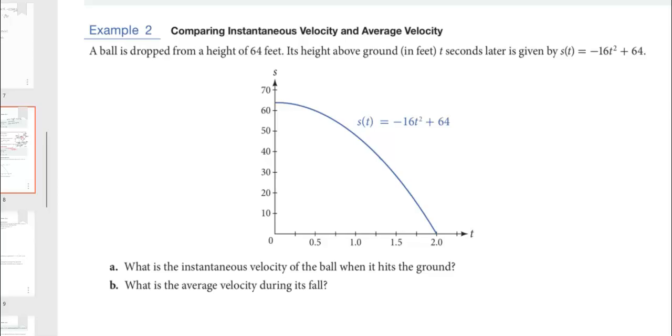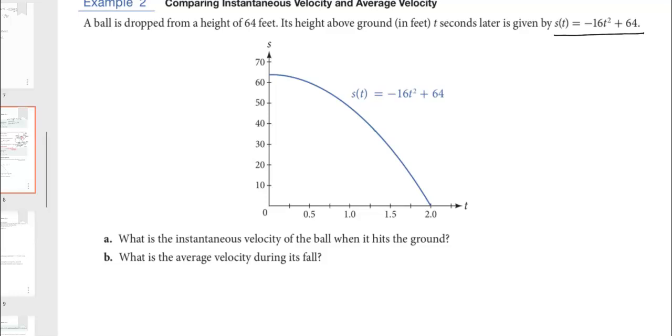A ball is dropped from a height of 64 feet. The height above the ground can be modeled using this equation. A is asking us what's the instantaneous velocity of the ball when it hits the ground. So to find the instantaneous velocity, we are going to find the derivative. So the derivative of this guy is negative 32t. We want to know the velocity when it hits the ground. Well, we've got to figure out what time does that happen.